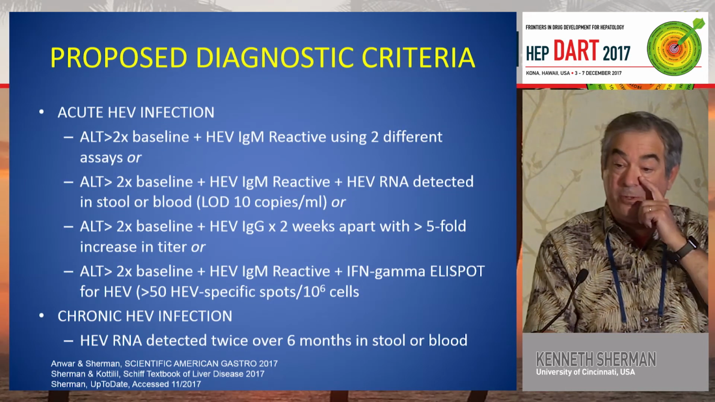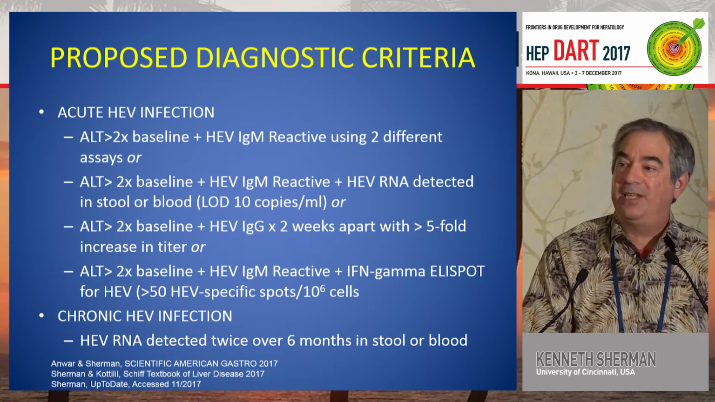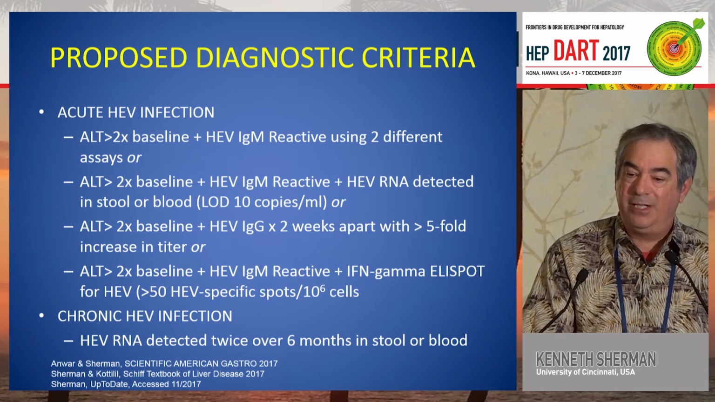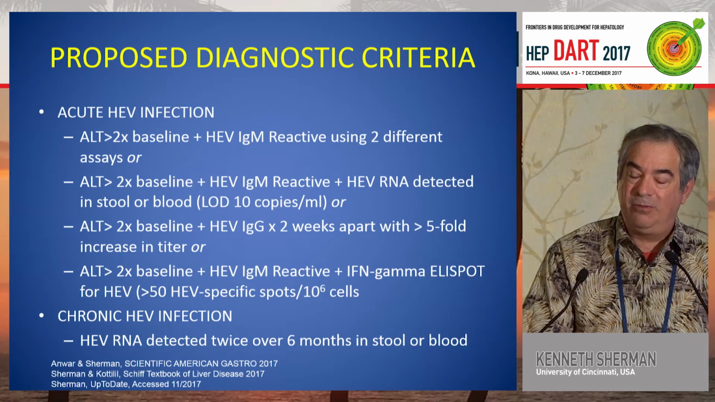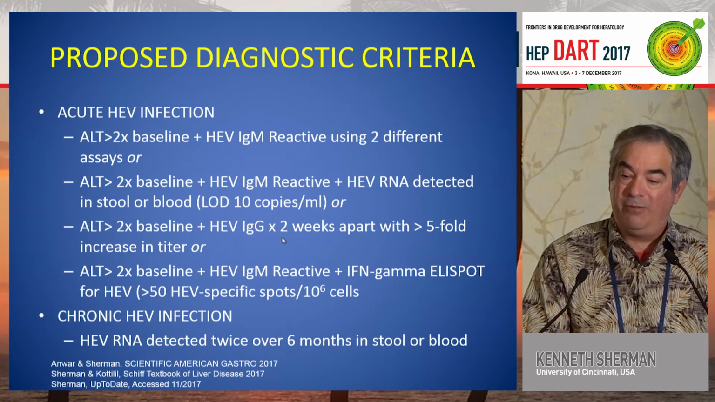Several years ago, I proposed diagnostic criteria. We've been applying these diagnostic criteria in samples that have been sent to my laboratory for confirmatory testing. We suggest that you cannot make a determination of an acute disease process with a single test. You either need to use two different IgM reactions, or detect HEV RNA, or look for evidence of a rising titer, the convalescent titer increase, or use the interferon gamma ELISpot as a confirmatory test. And then chronic HEV is detection over a 6-month period in stool or blood.